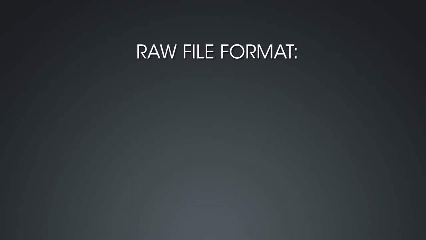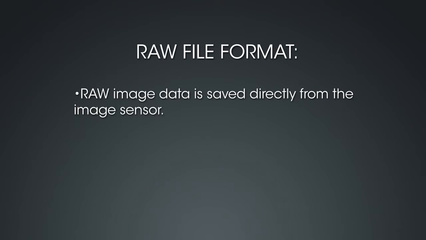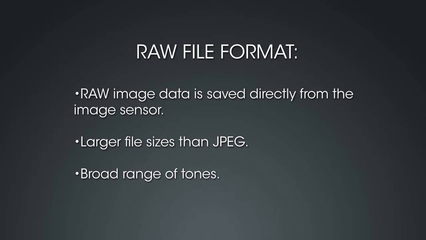First, there is the RAW or NEF setting. RAW files are not actually image files. They're actually the raw data saved to the memory card directly from the image sensor. This means that RAW files must be processed on the computer before they're printed. Next, RAW file sizes are considerably larger than JPEG files. RAW files have a much broader range of tones, shadow and highlight areas have more detail than other image files, and you can extensively edit RAW files without losing image data.